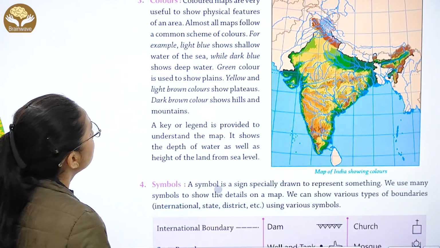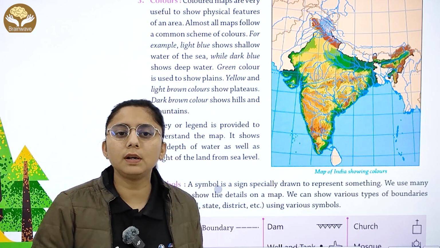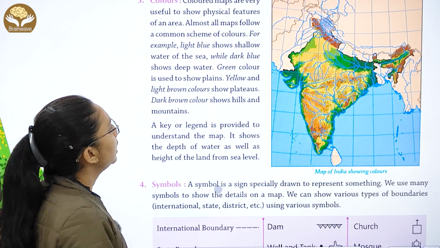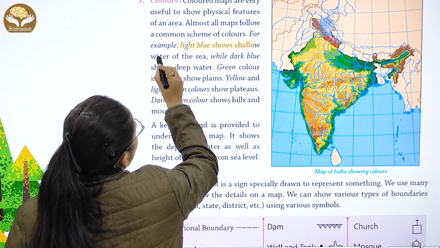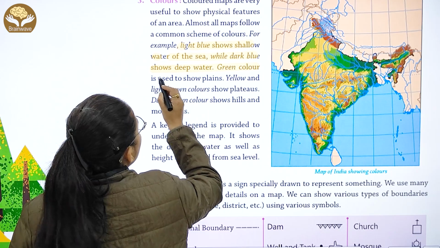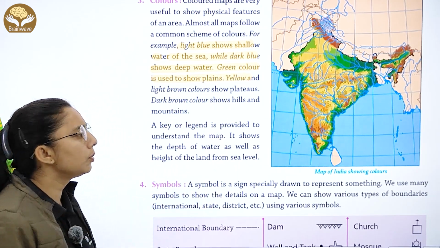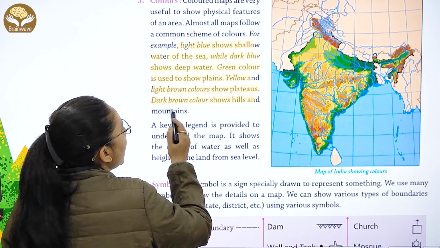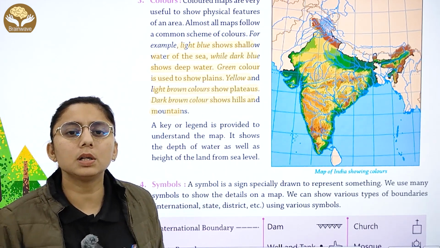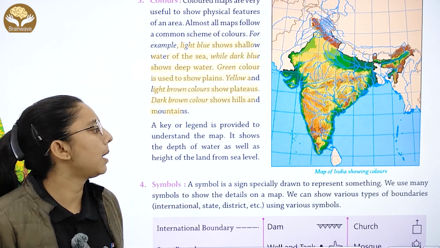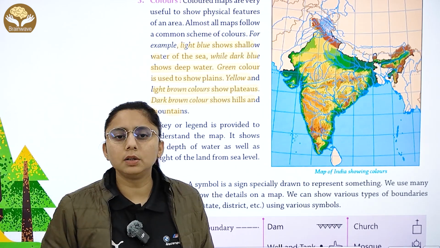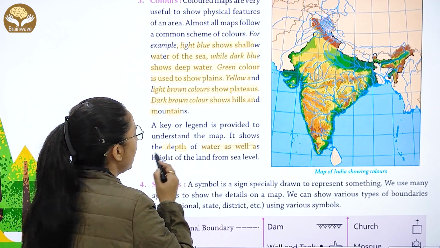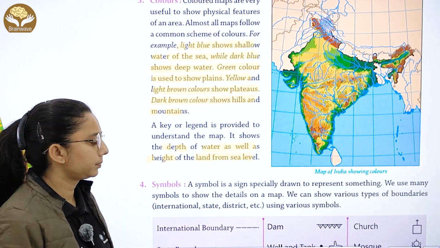Now colors. Colors of the maps are very useful to show the different physical features. Like rivers we show with blue color, mountains with brown color, and light blue shows shallow water of the sea, dark blue shows deep water. Green color is used to show plains, and yellow and light brown color show plateaus. And dark brown color shows hills and mountains. What does dark brown color show? Hills and mountains. Now a key or legend is provided to understand the map. It shows the depth of water. Water की depth को बताता है as well as height of the landform.